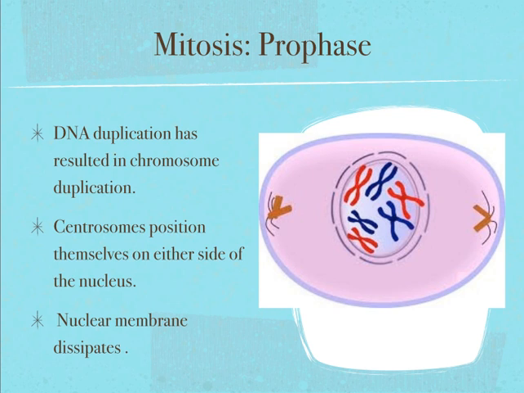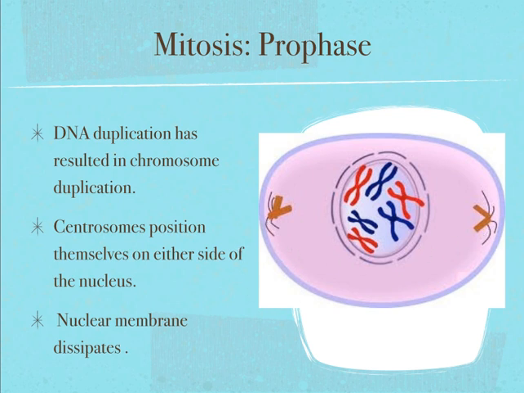Let's start with prophase. So prophase is when DNA duplication has resulted in chromosome duplication. DNA duplication is something we reviewed last week. So DNA has duplicated enough times where these chromosomes are actually now in this duplicated form right in here. And bring in another character. The character is called centrosomes. These are little organelles that are going to come in really handy in just a little bit. These little organelles position themselves on the sides of the cell.